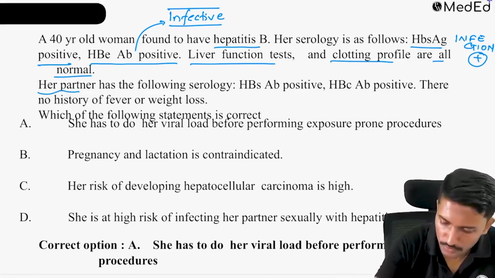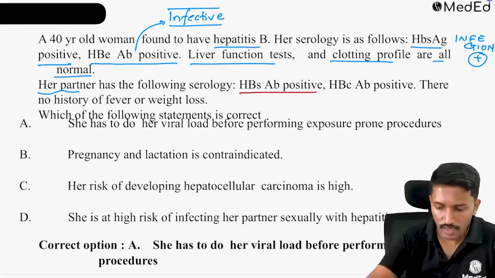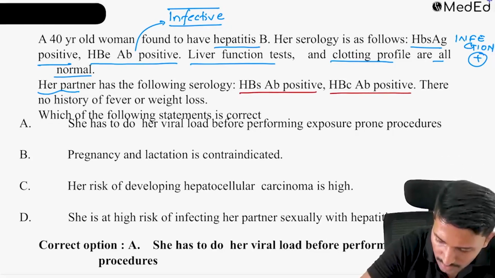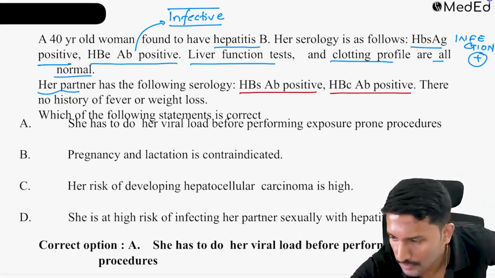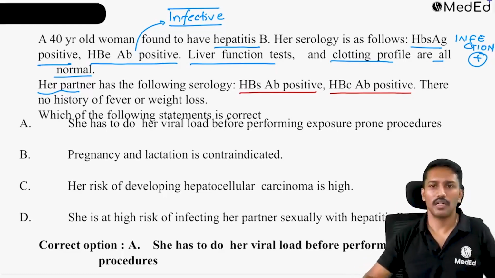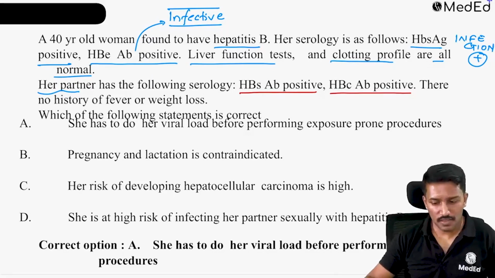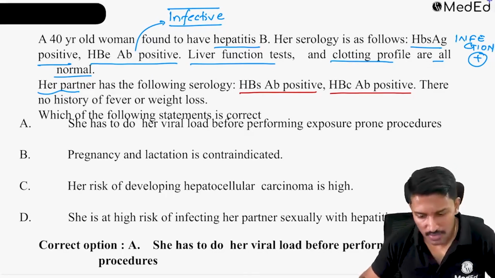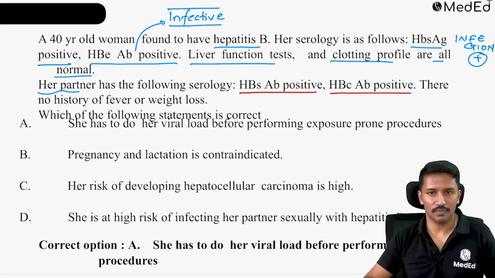Her partner has the following serology. His HBs antibody is positive and HBc antibody is negative. Now what is this profile indicating to us? Tell me. What is his profile indicating? His HBs antibody is positive, HBc antibody is negative.